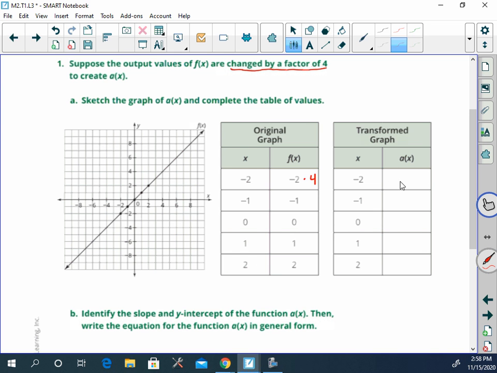So if I multiply by 4, I get -8, then -4. 0 times 4 is still 0. 4 and 8. And then let's go ahead and plot that. And we're going to call this a of x. So after we're done plotting it, we're going to call it a of x. So my 0, 0 remains 0, 0. My -1 goes with -4. -2 is with -8. So I'm just graphing these points here. 1 goes with 4. And 2 goes with 8.